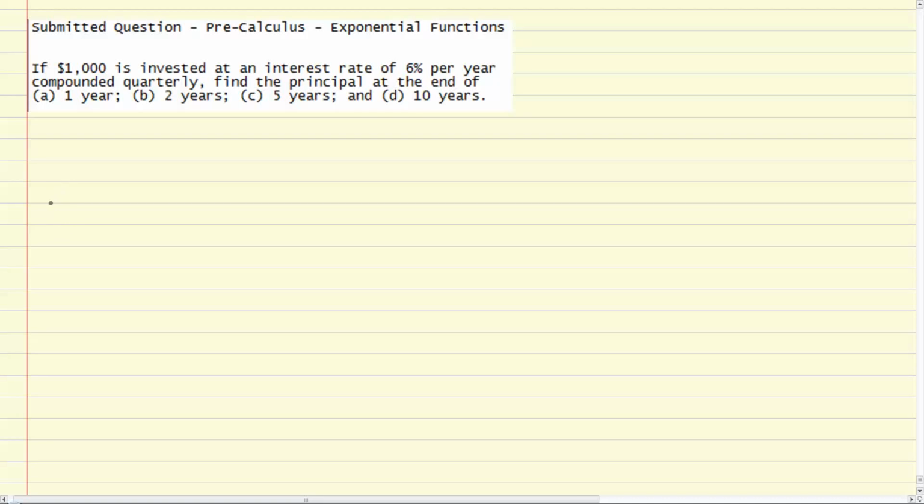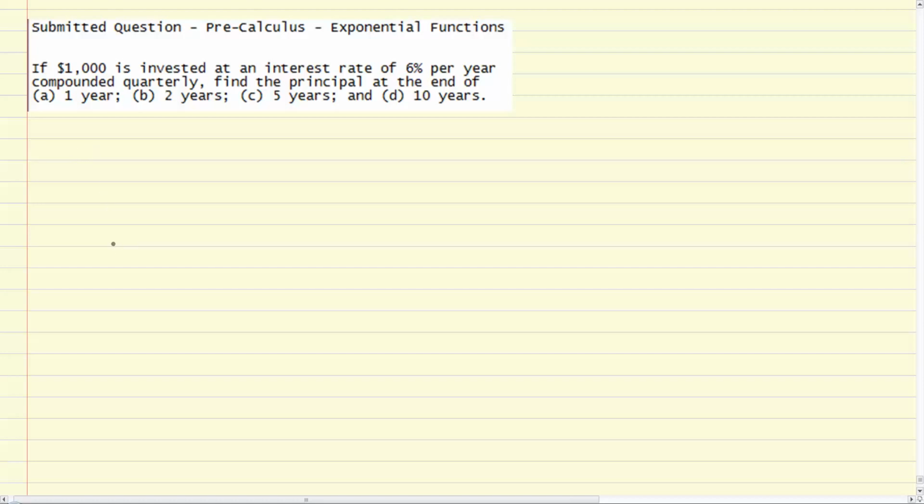We have a pre-calculus homework question here. If $1,000 is invested at an interest rate of 6% per year, compounded quarterly, find the principal at the end of 1 year, 2 years, 5 years, and 10 years.